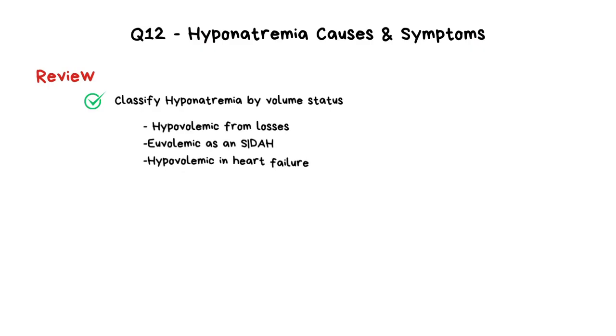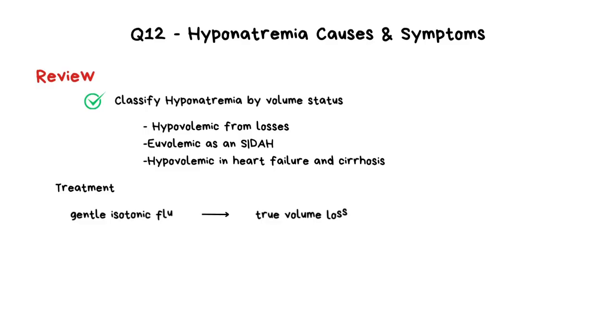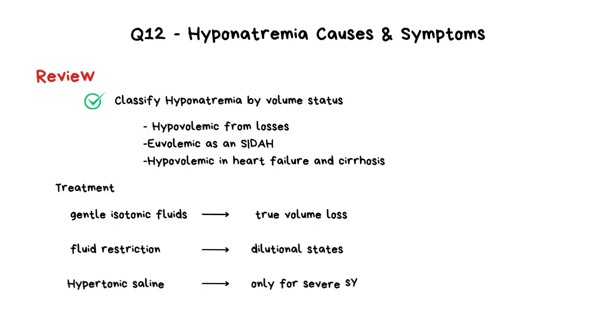Quick review: classify hyponatremia by volume status: hypovolemic from losses, euvolemic as in SIADH, and hypervolemic in heart failure and cirrhosis. Treatment follows the type: gentle isotonic fluids for true volume loss, fluid restriction for dilutional states, and hypertonic saline only for severe symptomatic cases with close monitoring.